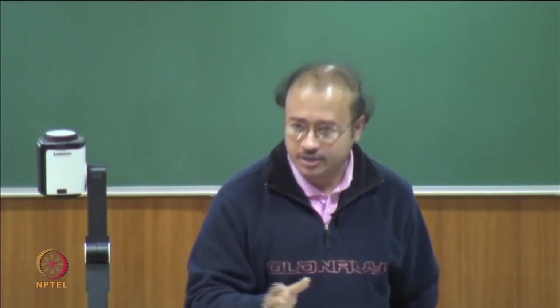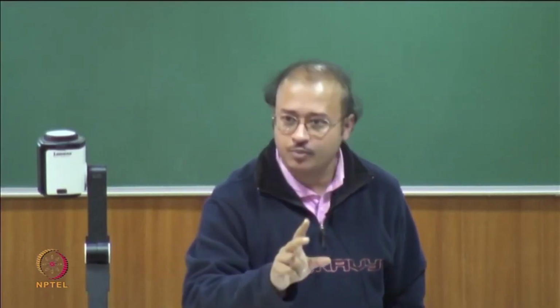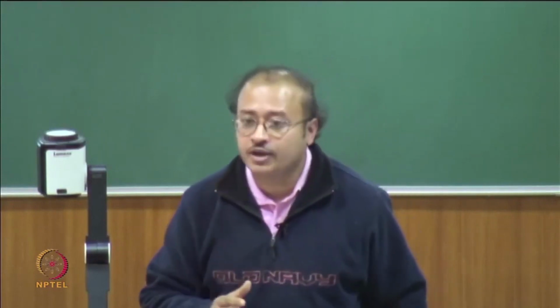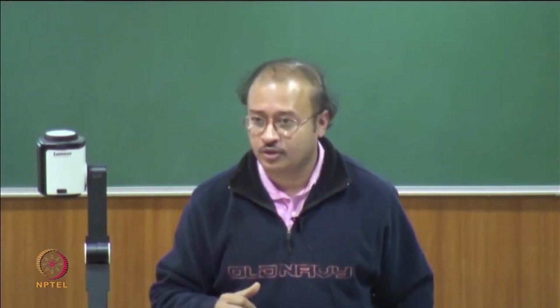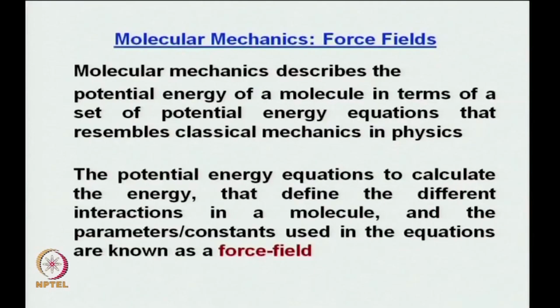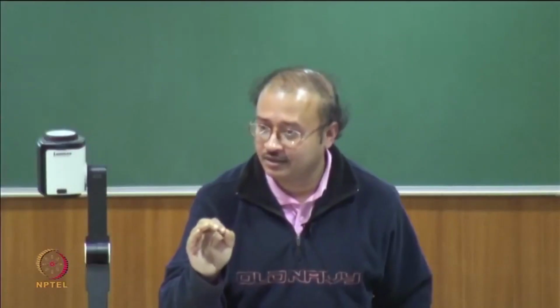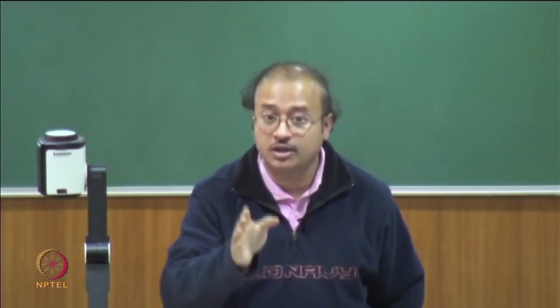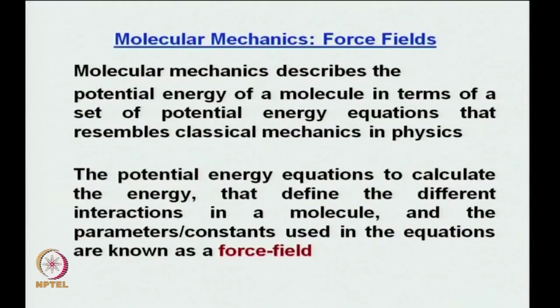Whatever we have looked at up till now is essentially between two species, but there will be many. And this potential of interaction, what are the different things you should consider, and how do you actually calculate it? So, this is done by something known as molecular mechanics. So, as it says, molecular mechanics describes the potential energy of a molecule in terms of a set of potential energy equations. Now, these potential energy equations we have already seen, right, V of r for many different systems, not all though, but at least you have looked at it from the electrostatic point of view, that resemble classical mechanics physics. So, that is why it is called molecular mechanics.